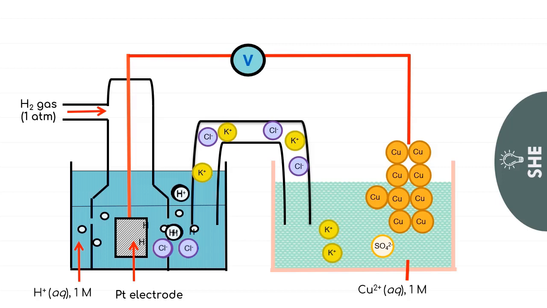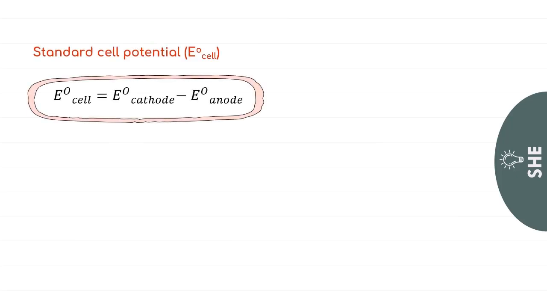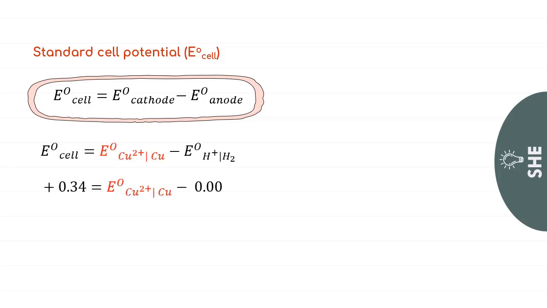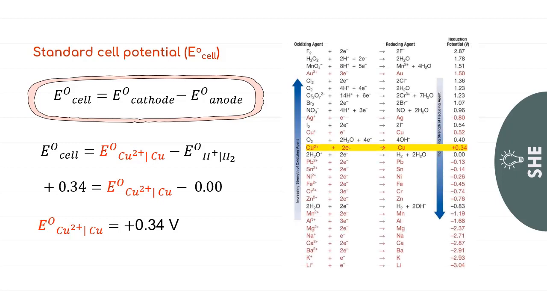From these reactions, we know that the electrode potential of hydrogen is positive 0.00 volt and the voltmeter is seen to give a reading of positive 0.34 volt. Now, we are going to find the electrode potential of copper. The same formula as in zinc will be used to determine the electrode potential of copper. Simply substitute the values into the formula. Finally, we get the electrode potential of copper, which is positive 0.34 volt. This value is one of the elements that make up the standard reduction potential SRP table.